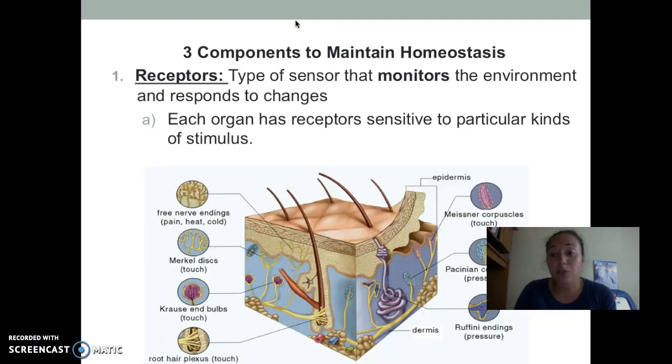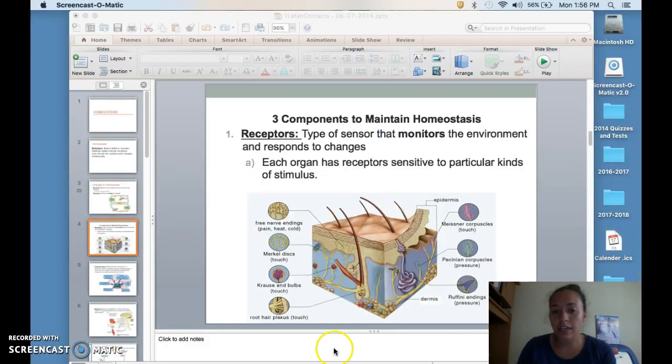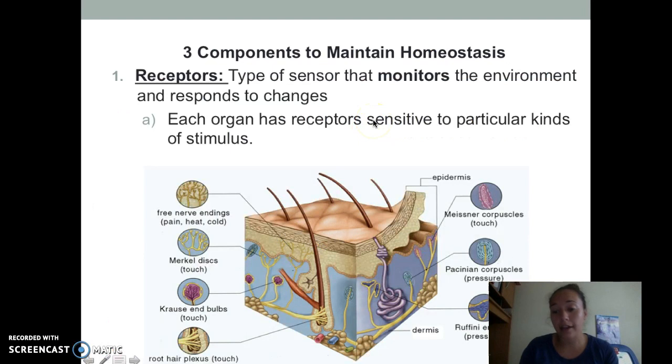Okay, so there are three different components needed to maintain homeostasis. The first one we're going to talk about is the receptor. So there's been a change, right? So there's been a change in your homeostasis. You're not at your set point anymore. And so in every organ system, you have something called receptors. And when we're talking about receptors, we're now kind of in that whole nervous system area. So the receptor is the type of sensor that monitors the environment and responds to change. Each organ has receptors sensitive to particular kinds of stimulus.